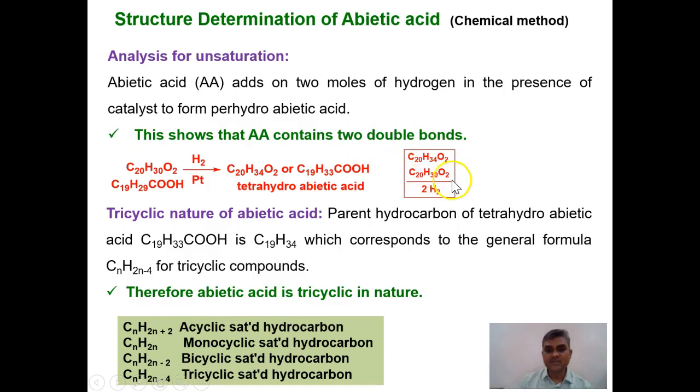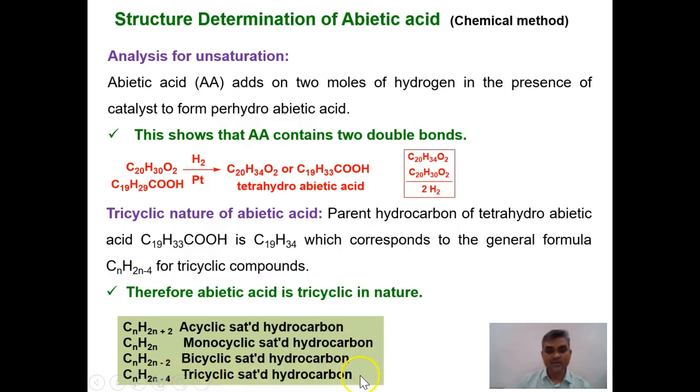Now, let us do some chemical arithmetic. The parent hydrocarbon of hydrogenated abietic acid, C20H34O2, or in other words C19H33COOH, because we can rewrite the molecular formula in this way, is C19H34, and C19H34 corresponds to the general formula CnH2n-4. Now CnH2n-4 corresponds to a tricyclic saturated hydrocarbon.